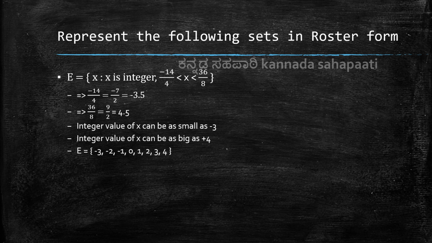The highest integer value of x can be plus 4 and the smallest integer value of x can be minus 3. Therefore, E is equal to the set of all minus 3, minus 2, minus 1, 0, 1, 2, 3, 4.